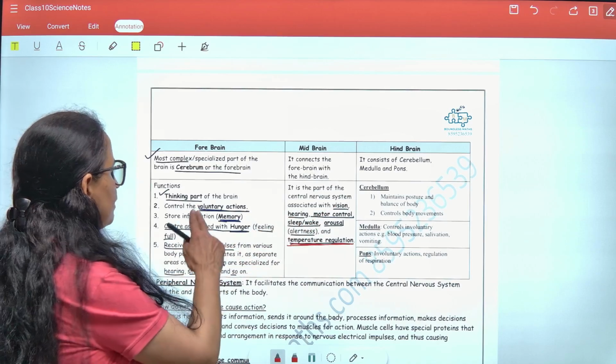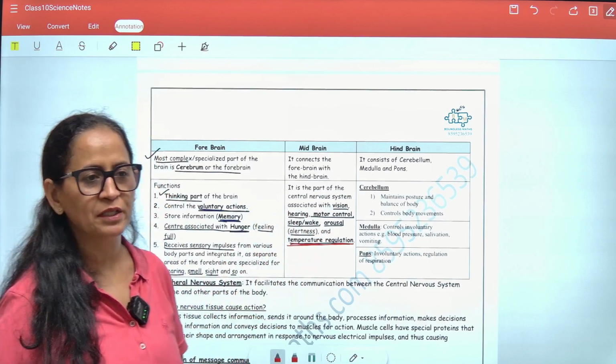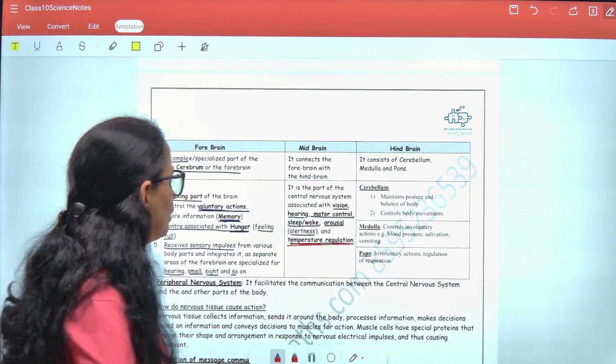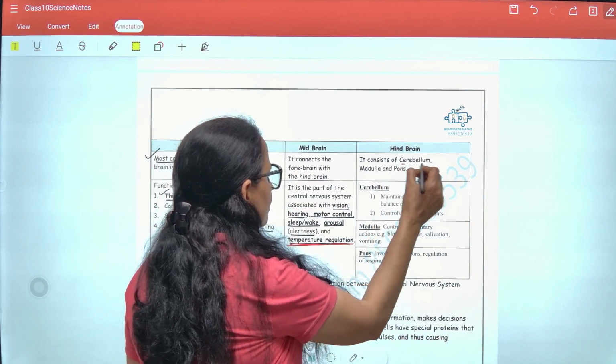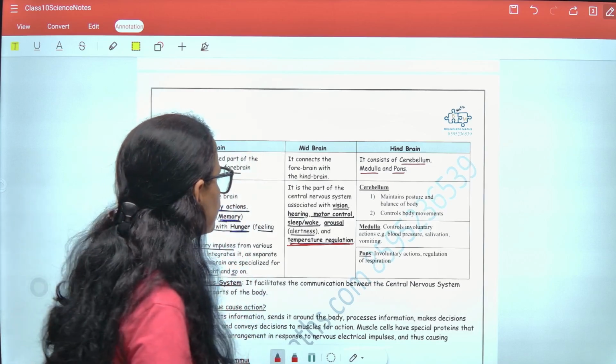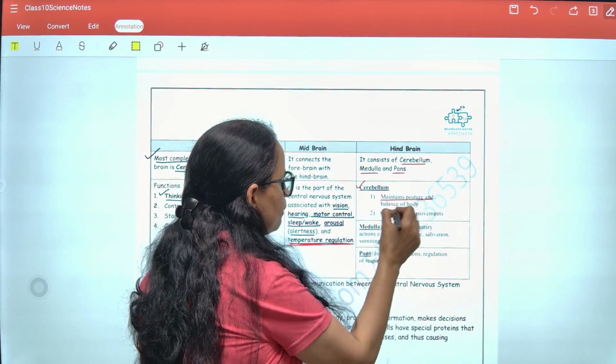So whatever keywords are here in bold, whatever keywords I am underlining, these are very important whenever you are writing the functions of forebrain or the midbrain or even the hindbrain. Now what is hindbrain? It consists of cerebellum, medulla and pons. We have just seen the structure of hindbrain, all the three. What is the function of cerebellum? Maintains posture and balance of the body.